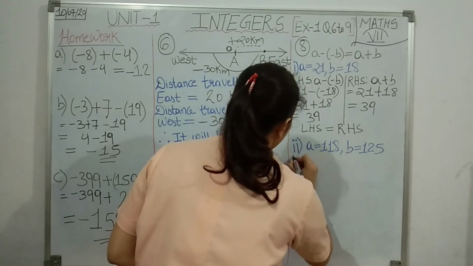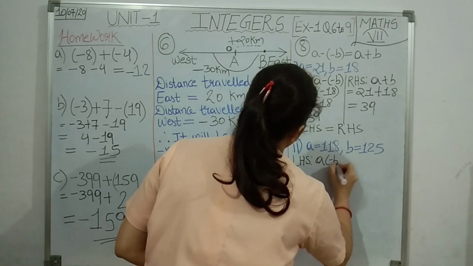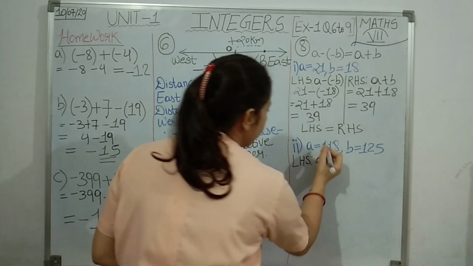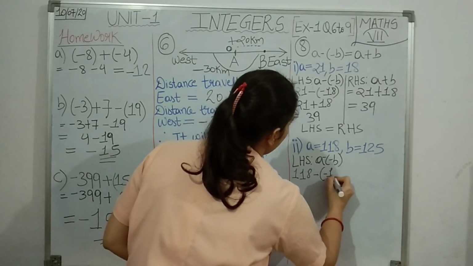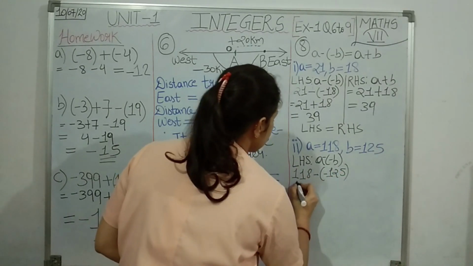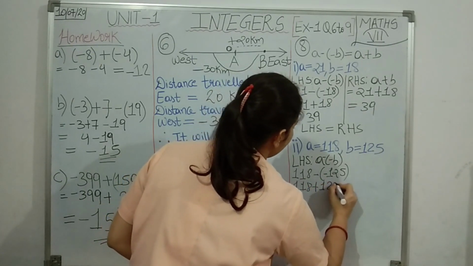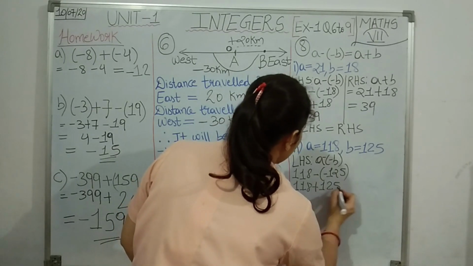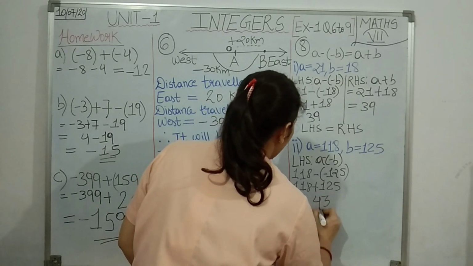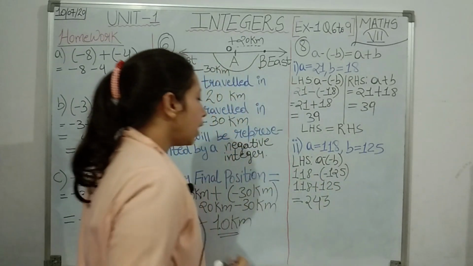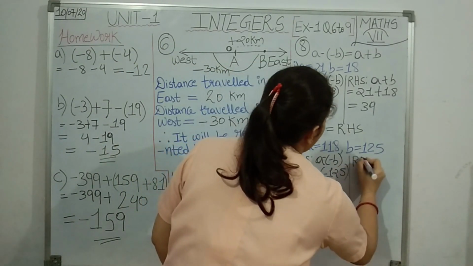25. Let's see how to solve. First we'll write LHS. In the equation it is given A minus minus B. Then the value for A here is 118 minus the value of B, 125. Let us solve this. 118 minus minus plus 125. On adding this, 8 plus 5, 9, 10, 11, 12, 13. 1 carried, 2 plus 1, 3, 3 plus 1, 4, 1 plus 1, 2. 243.